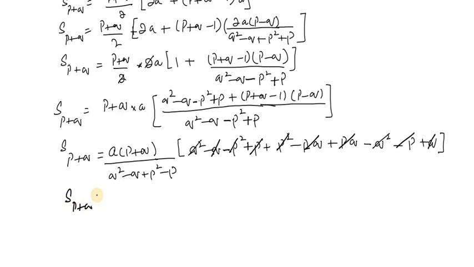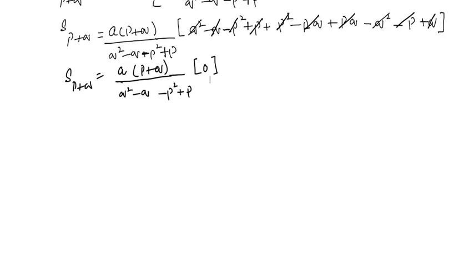So the sum of p plus q terms is equal to a(p + q) upon (q square − q − p square + p). This is plus p and this is minus q. And this term will become 0. So the sum of p plus q terms will be 0. This is what we have to show. So the sum of p plus q terms is equal to 0. Hence proved.